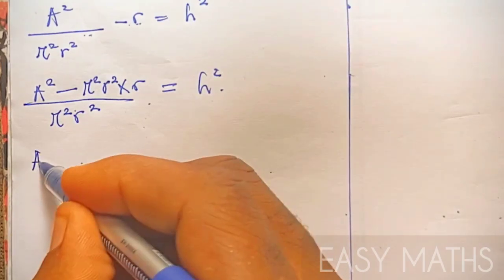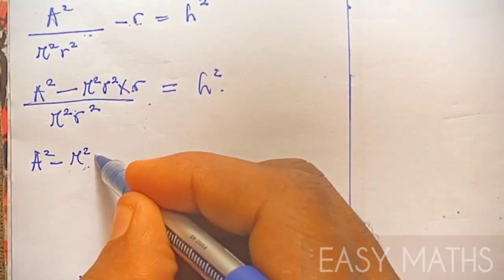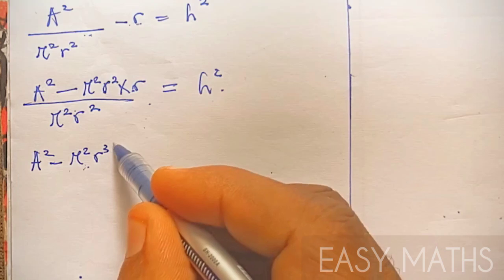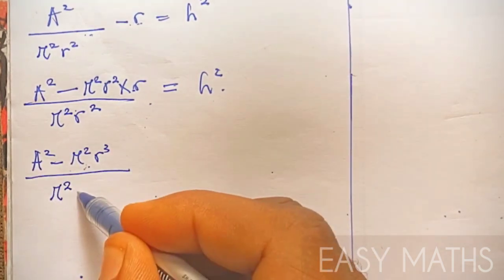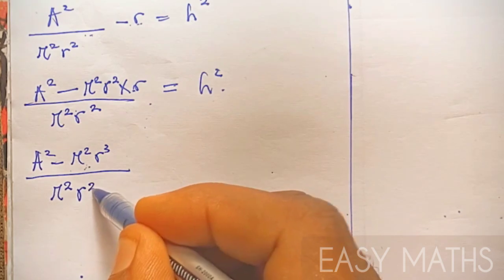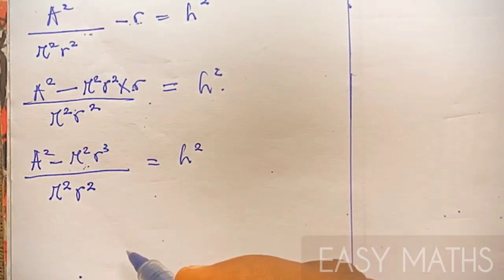We can now go further and say a squared minus pi squared, these are like terms, so we are going to have r cubed, or r raised to power 3, all over pi squared r squared, equals h squared.